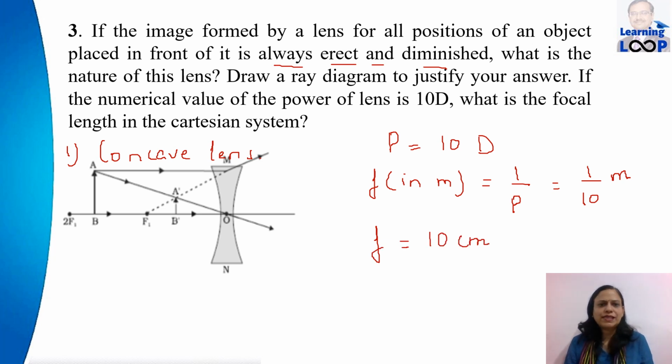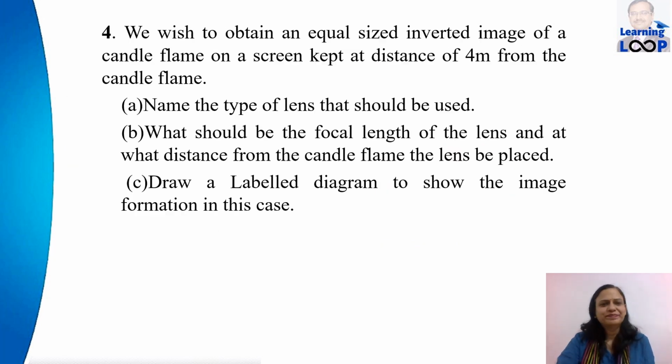So when we say Cartesian system, it means according to the proper conventions. Now since it's a concave lens which has a negative focal length, it has to be minus 10, and that is how we justify it according to the Cartesian system. I hope it's clear to everyone.